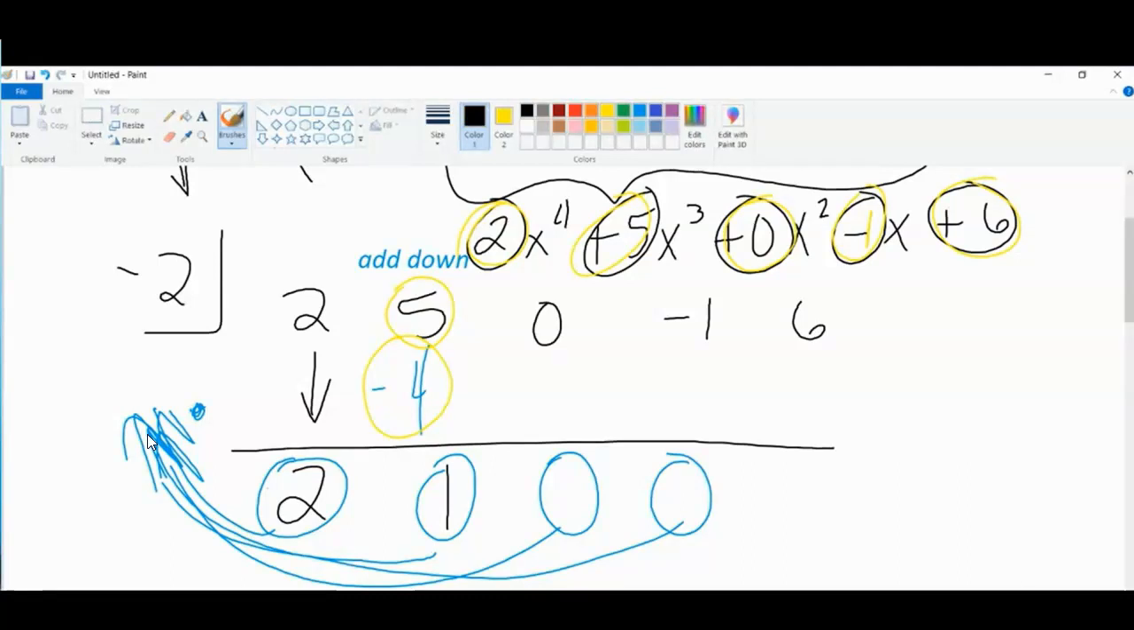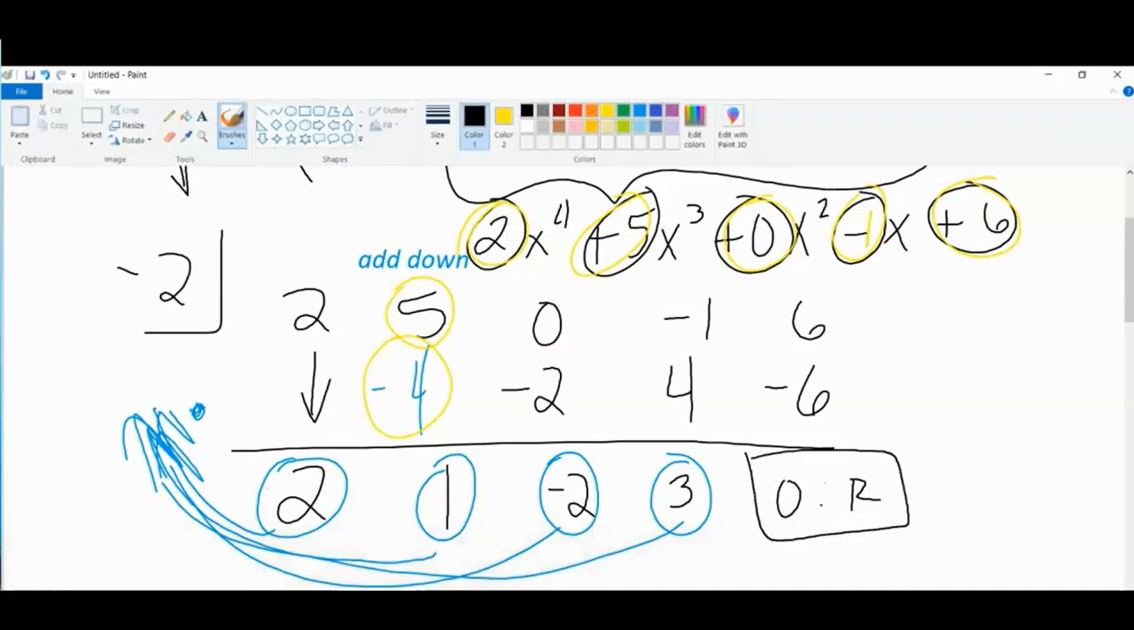Then we go up and over. 1 times -2 is -2. When we add those numbers, 0, -2, we get -2. And then up and over, -2 times -2 is a +4. And then this turns to 3. Then 3 times -2 is -6. So our remainder would be 0 on this one. Okie dokie. Let me know.